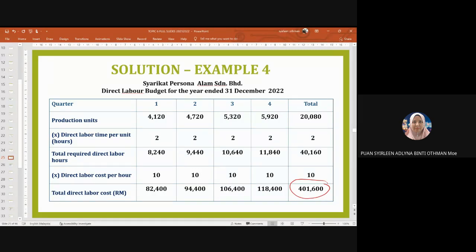Alright, so you have to know how to calculate all the figures. So you get your total direct labor cost. And with this, you are done with the direct labor.